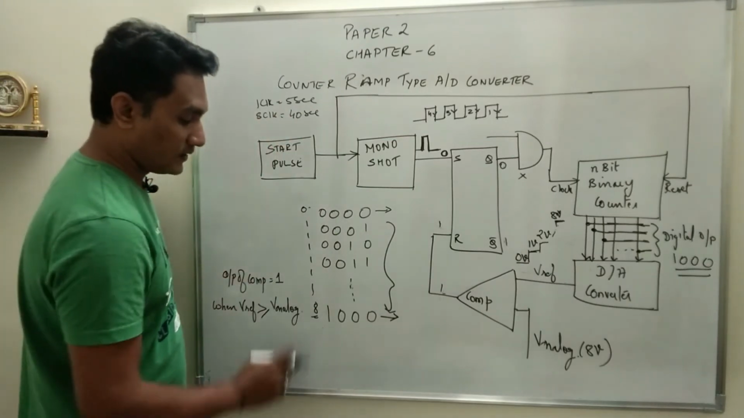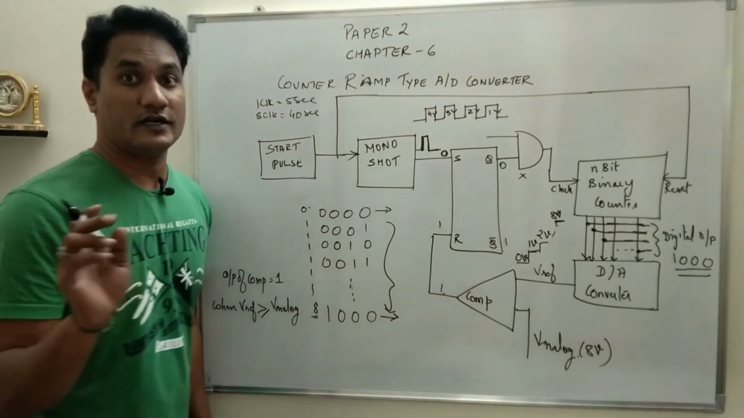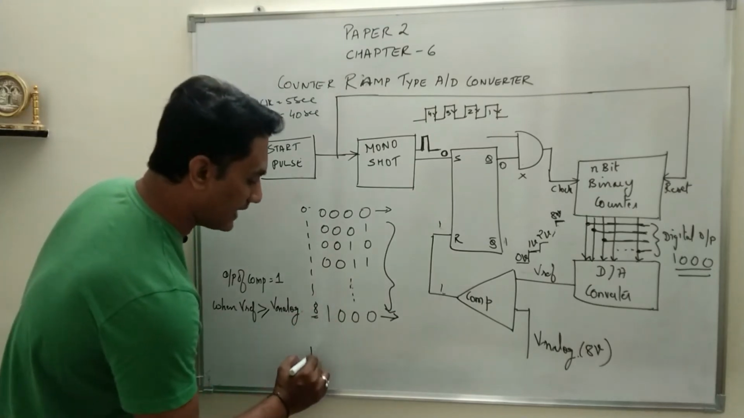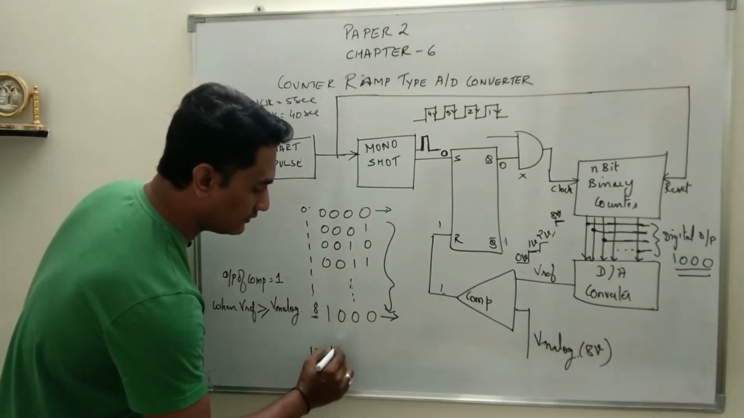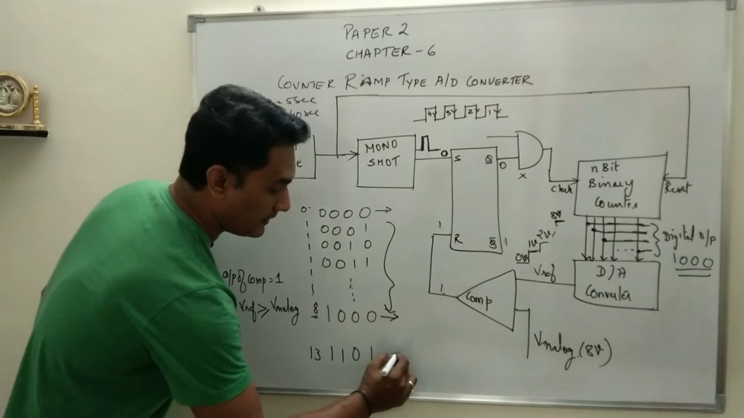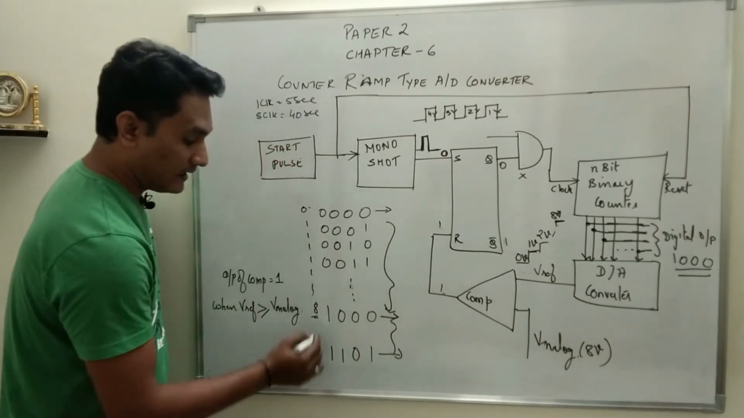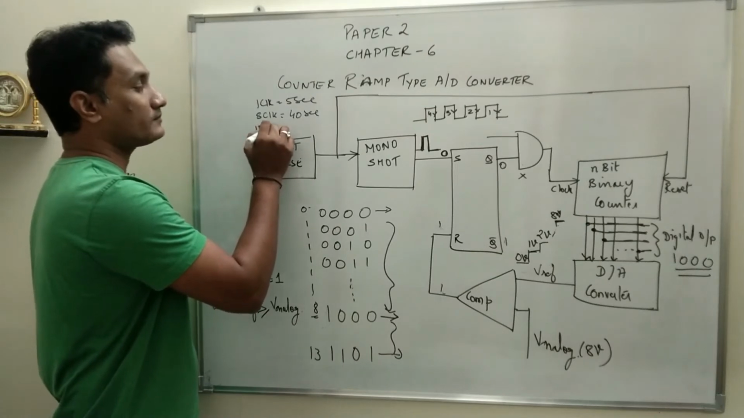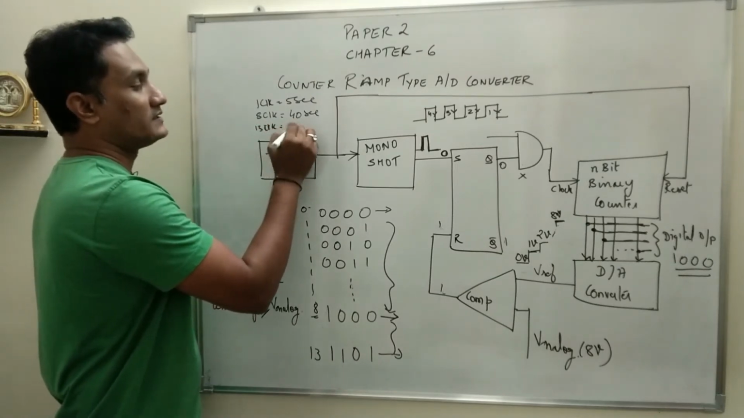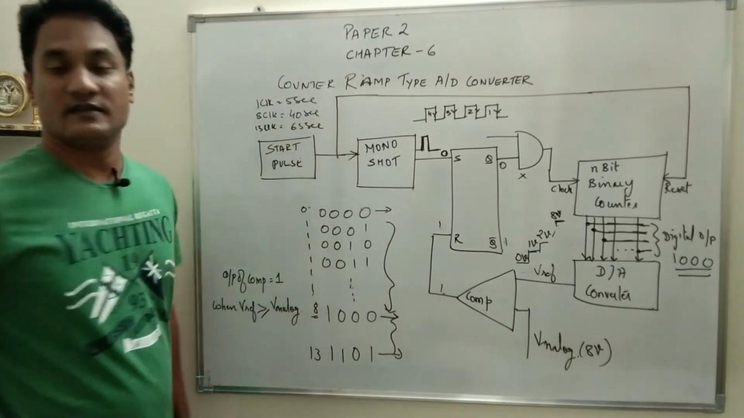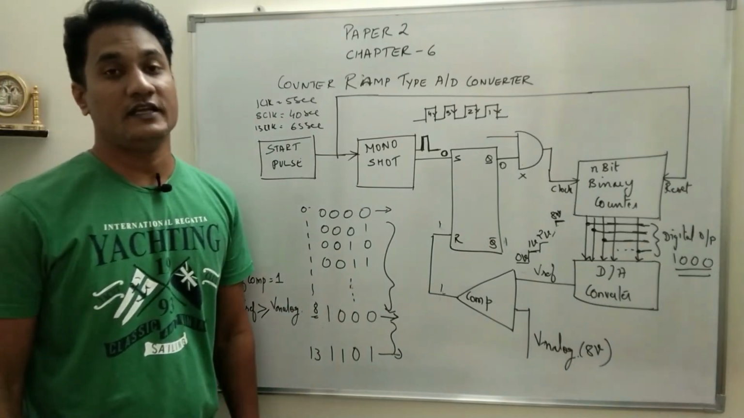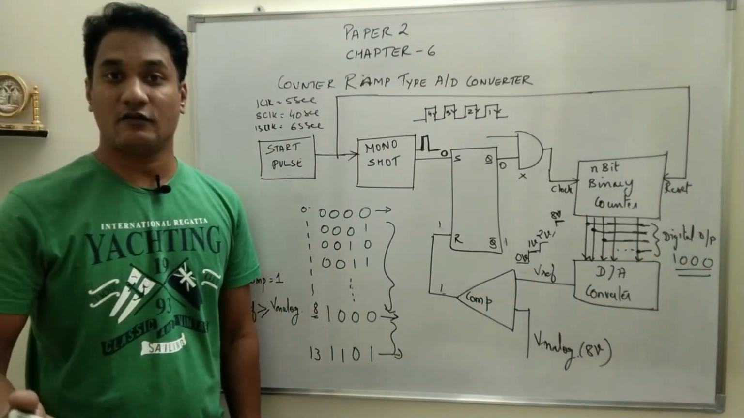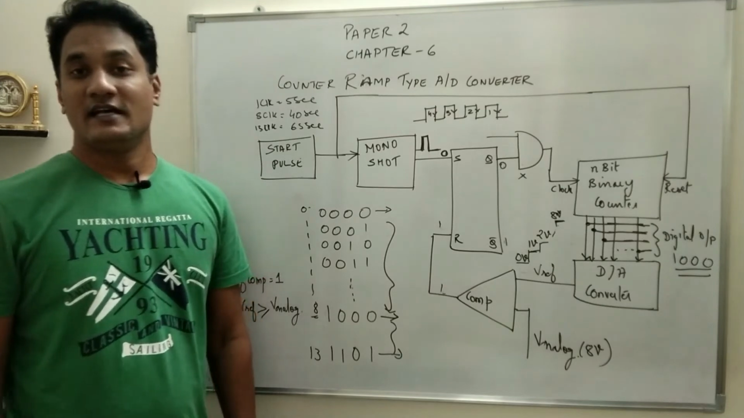Now, this is for an analog voltage of 8 volts. Suppose I apply an analog voltage of 13 volts, so the value will be 1101. That means the answer will be reached at the 13th clock pulse. So at 13 clock pulses, the time will be 65 seconds. Similarly, if I go for 15 as analog voltage, it will take 15 clock pulses. The time will be 75 seconds.